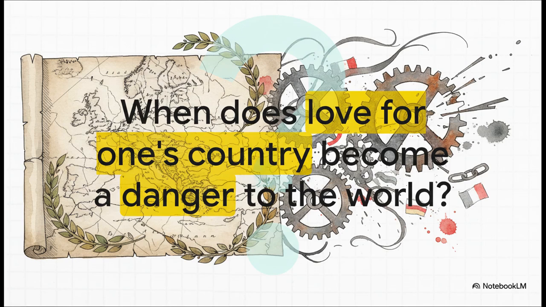Which brings us to a question that is just as relevant today as it was more than 100 years ago. Where is that line? When does love for your country, patriotism, cross over into a dangerous nationalism that threatens everyone else? The story of 19th century Europe shows us just how terrifyingly fine that line can be.